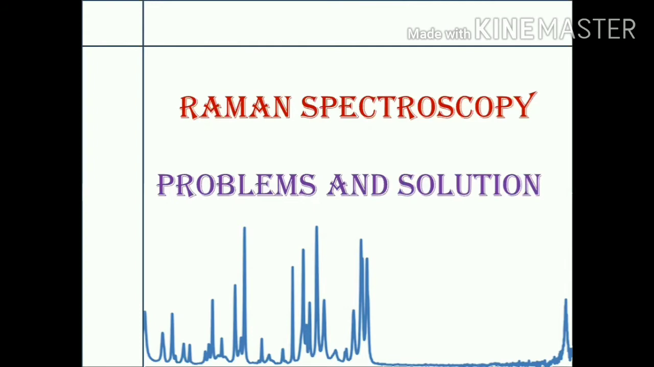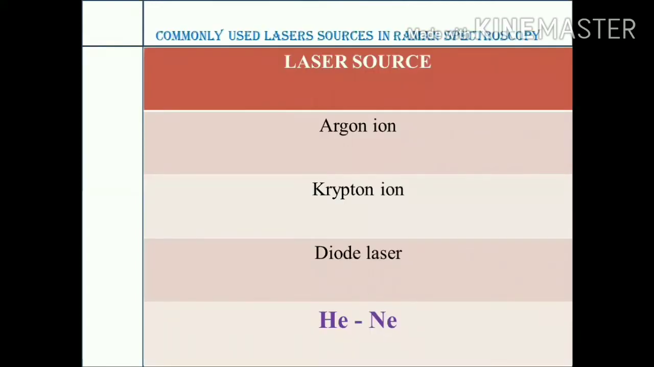Okay. Now, these are the various laser sources commonly used in Raman spectroscopy. We can use an argon ion source. We can also use a krypton ion source, or it can be a diode laser or helium neon laser. Usually, it is the helium neon laser that is the most commonly used laser for Raman spectroscopy, and most of the instruments carry this source of laser radiation.